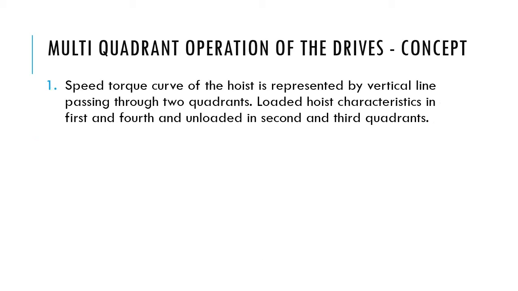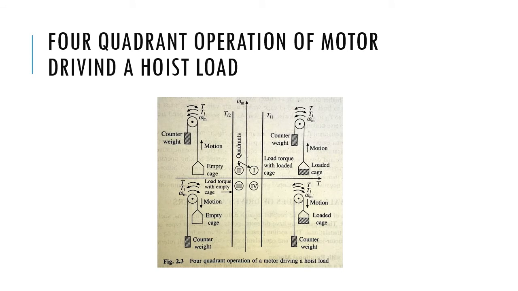Another point is that the speed torque curve of the hoist is represented by a vertical line passing through two quadrants. The loaded characteristics is in the first and fourth quadrants, and the unloaded characteristics is in the second and third quadrants. Now you are seeing the four quadrant operation diagram of the motor driving a hoist load.